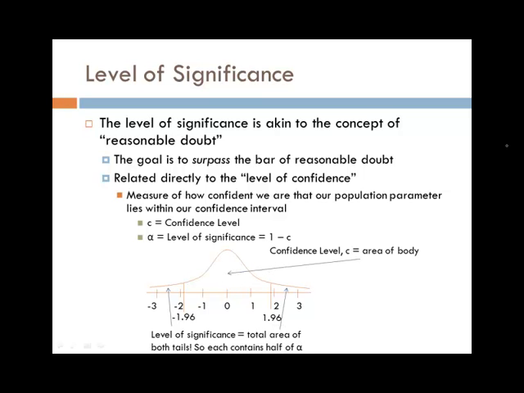The level of significance is the total area of both tails. So that's this plus this. So if alpha is 0.05, that means that half of that is 2.5%, which means that 2.5% is going here, and 2.5% is going here as well. Okay.